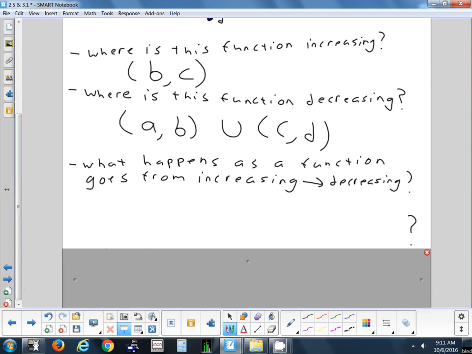Okay, and a function could also be neither. Think of a horizontal line. It's not increasing or decreasing. It's just constant, just flat.